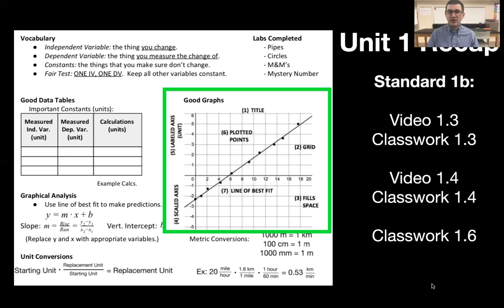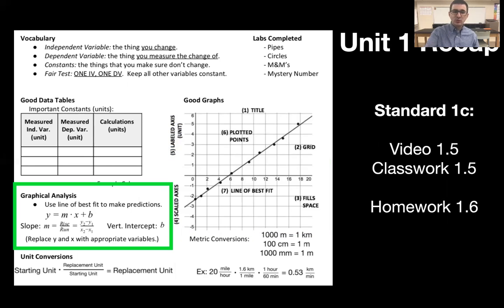So for 1C, graphical analysis, remember that y equals mx plus b, where m is the slope, and we do rise over run by choosing 2 points, not the counting bumps method. And the vertical intercept is just where the line crosses the vertical axis. So here it looks to be like negative 2.3-ish. And then we replace y and x with actually useful variables, not just y and x. And then we have our equation.